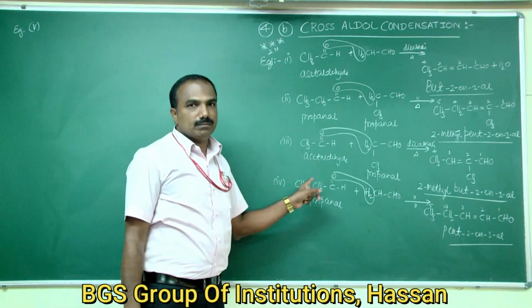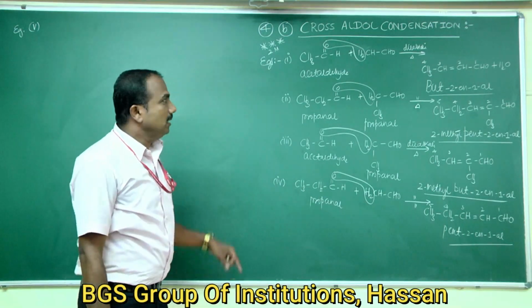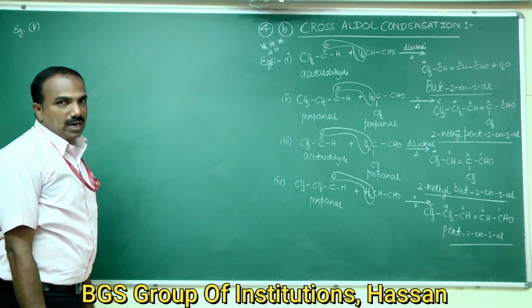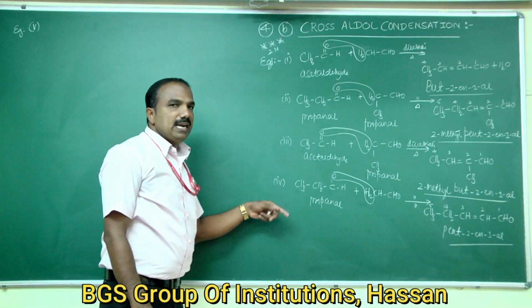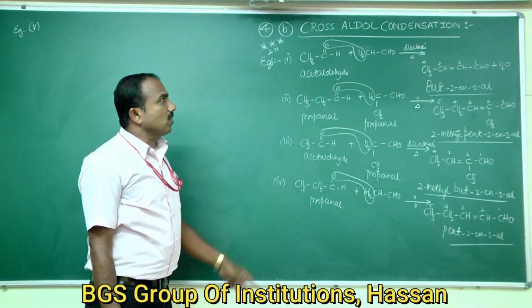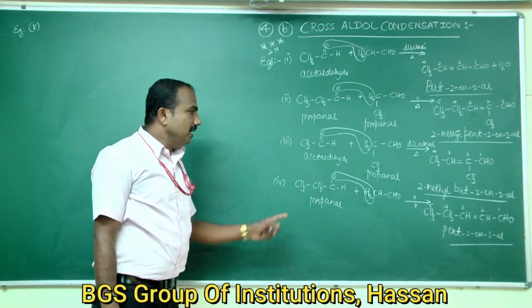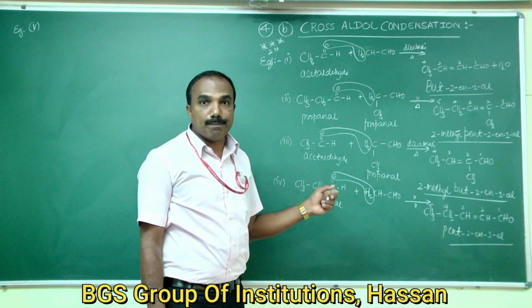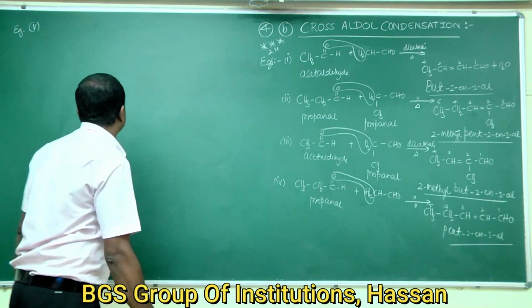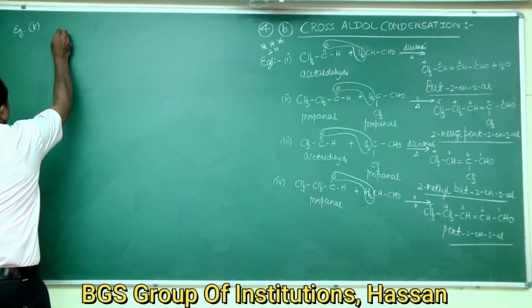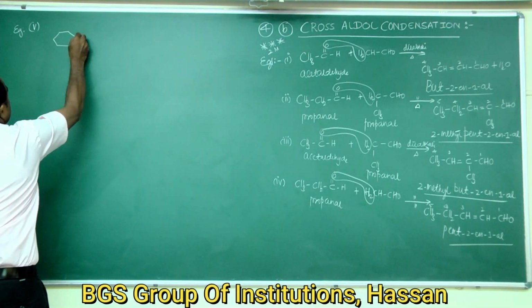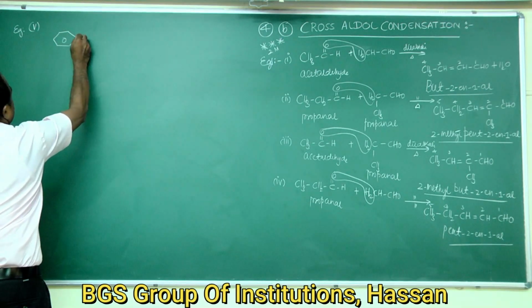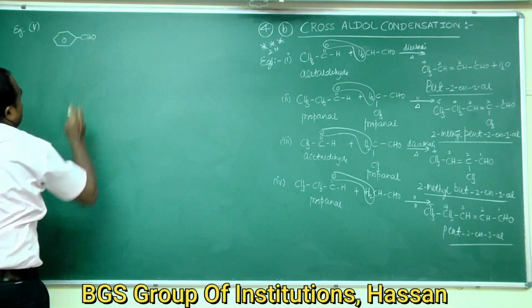Aromatic aldehydes and aromatic ketones also undergo cross aldol condensation. Aromatic aldehyde and aromatic ketone also undergo cross aldol condensation when heated at a temperature of 293 Kelvin in presence of dilute alkali. So that is benzaldehyde. Aromatic aldehyde is benzaldehyde.